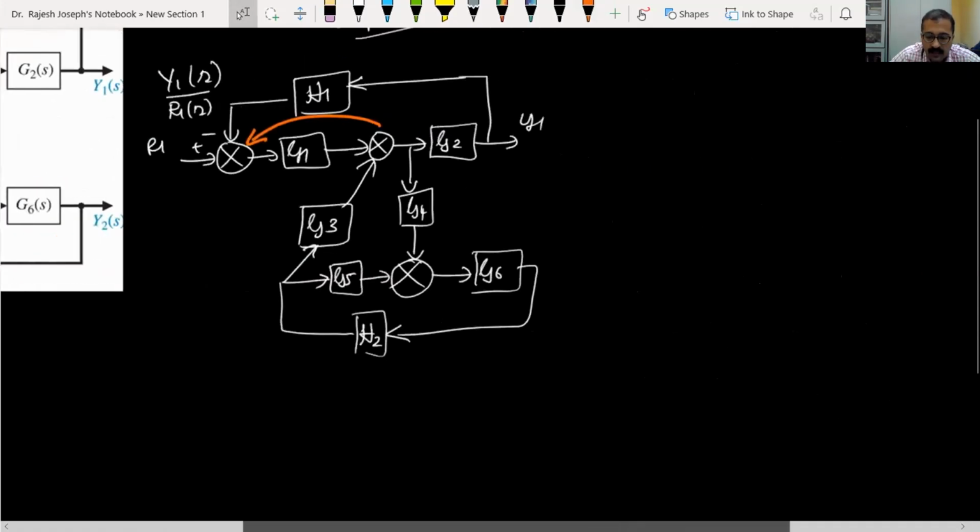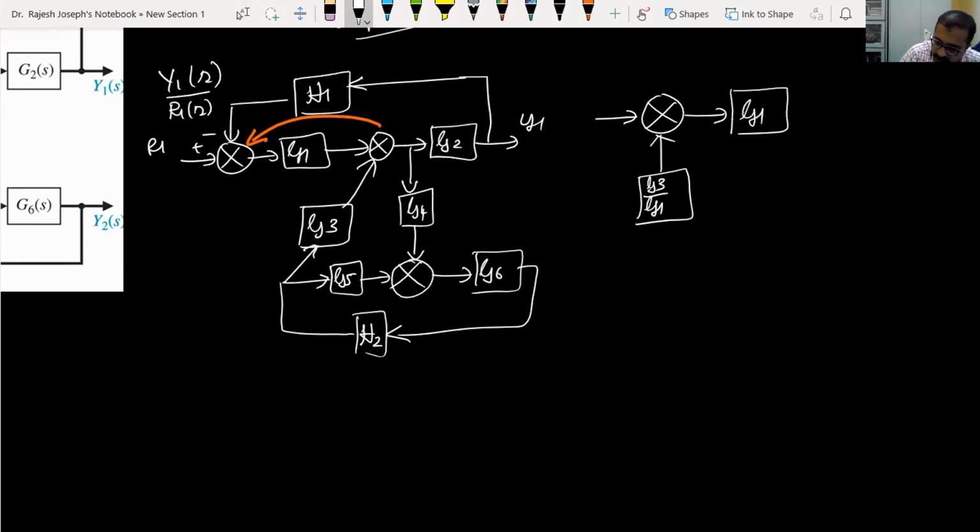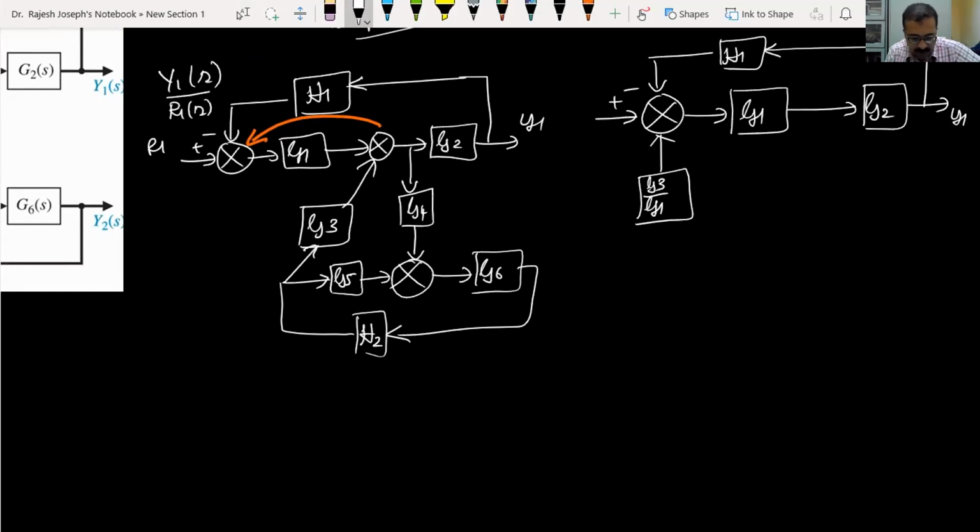When you do that, what will you get? When you are shifting this G3, it is not G3 anymore. It will be G3 divided by G1. So it becomes this summing point, and here it becomes G3 by G1. Then comes the block G1, then G2, and here comes Y1. Other things remain the same. This is plus, this is minus. Here we have H1 and here we have G2.